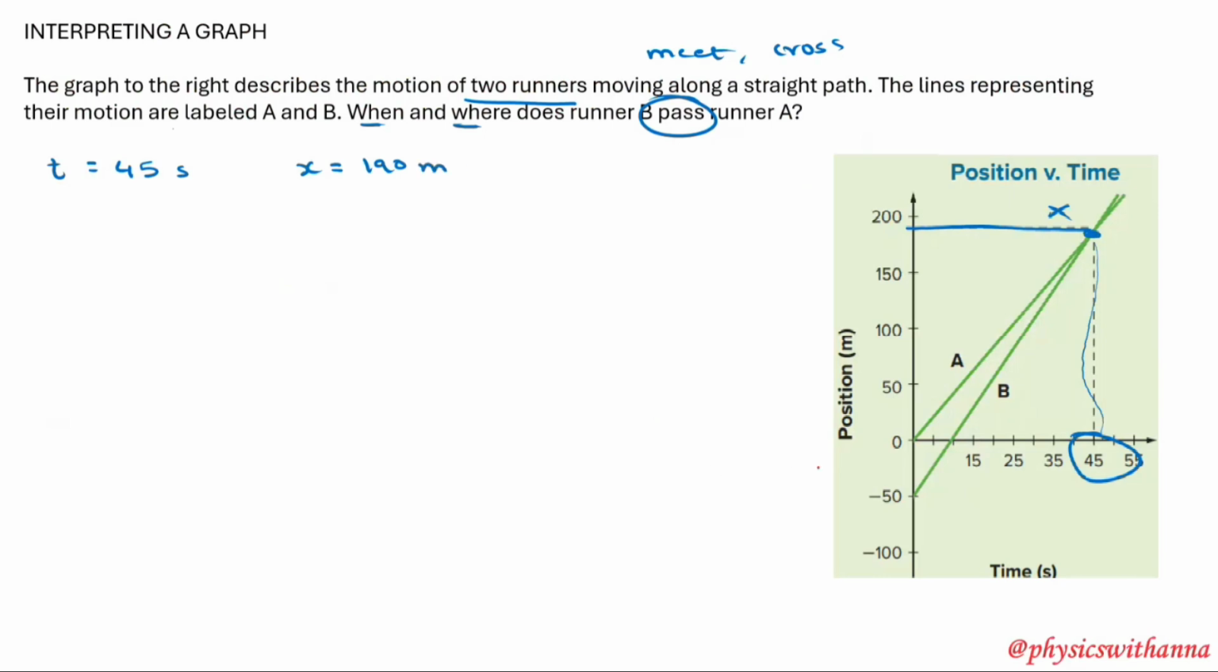And sometimes in the question, they can ask you how far apart A and B are at time t equals 0. How far apart means what is the distance between them at time t equals 0. So I need to find this distance. You can just subtract the two values. I can find the distance or delta x as 0 minus 50, which will be 50 meter. They are 50 meter apart from each other at time t equals 0.